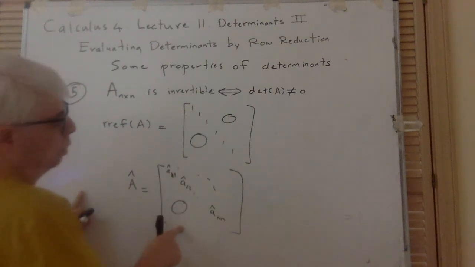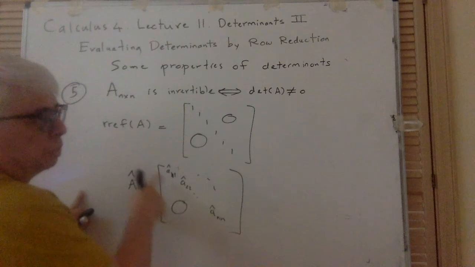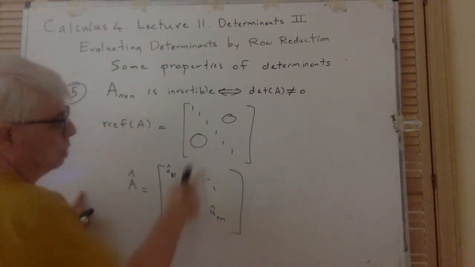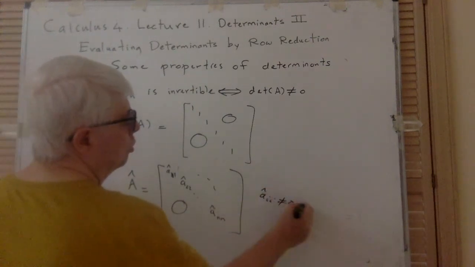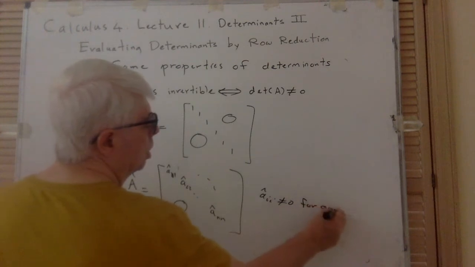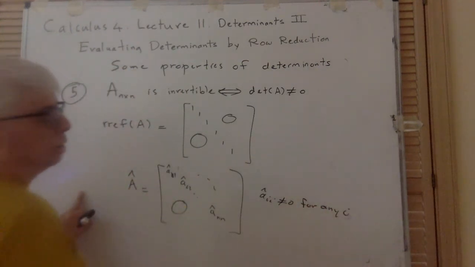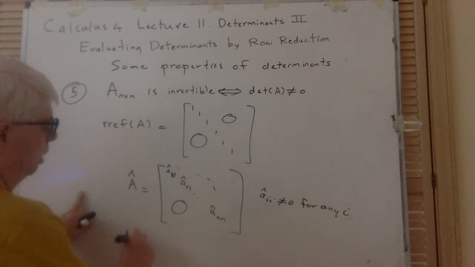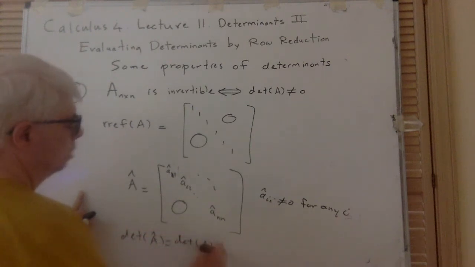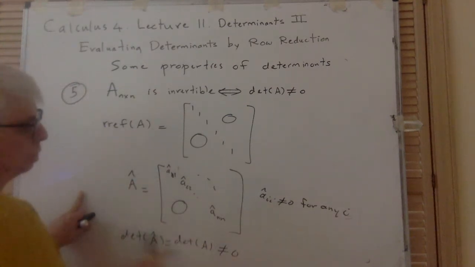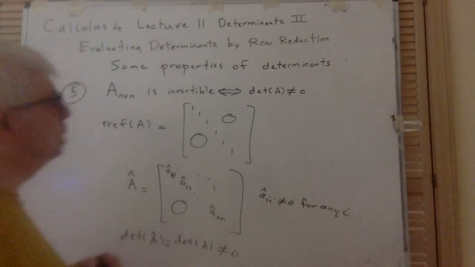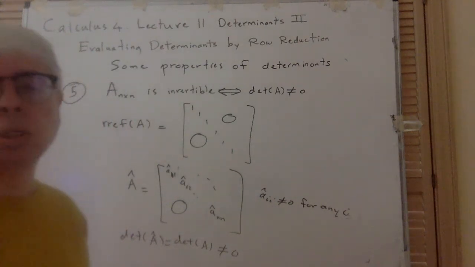Not 0 here. So these are not 0. Can't be. If any of them is 0, then you will get 0 here. So none of them is 0. a_ii is not 0 for any i. If a_ii is not 0, we know that the determinant of A hat is the determinant of A, so this can't be 0, because this is the product of these terms. So it's amazing. This is a nice check.